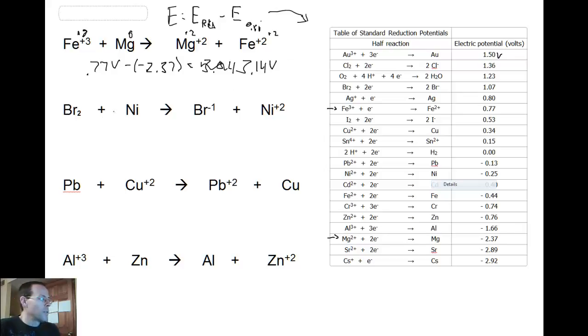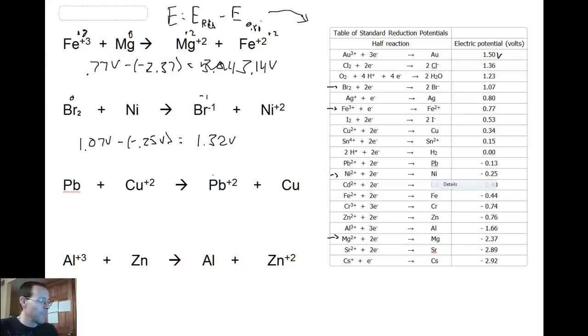So as we go to our next one, bromine is a 0 because it's an element by itself. Over here it's a minus 1. Oh, that's being reduced. So I'm going to come over here. Here's bromine, 1.07 volts. And if it is being reduced, nickel better be being oxidized. So I'm going to simply do 1.07 volts minus nickel, which is right here, which is negative 0.25 volts. And we get something that's 1.32 volts.